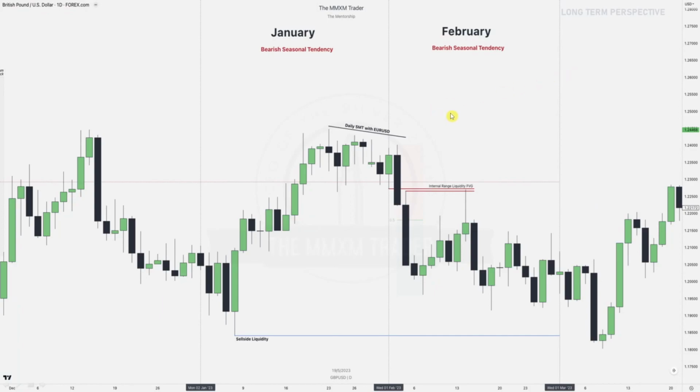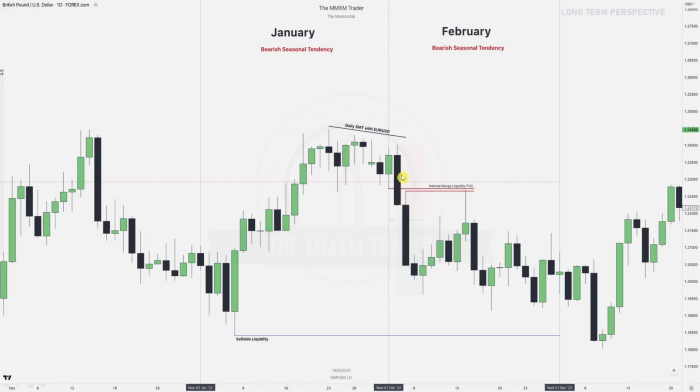Zooming in a little bit more, we've got those daily external sell stops down here. We've got internal range liquidity down here. Again, after that SMT has occurred, we don't need to go above these highs anymore or this high. So we're waiting for a bearish array to form, which is this fair value gap, right? And it is in premium.